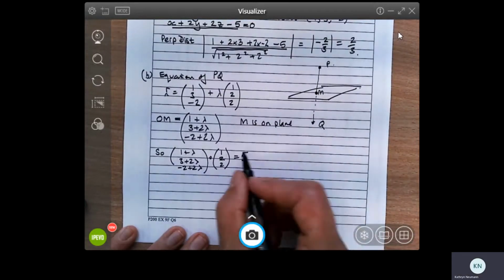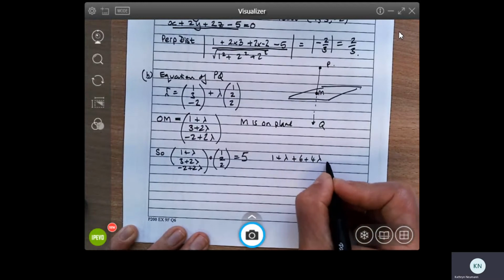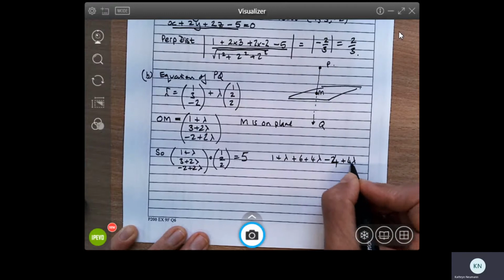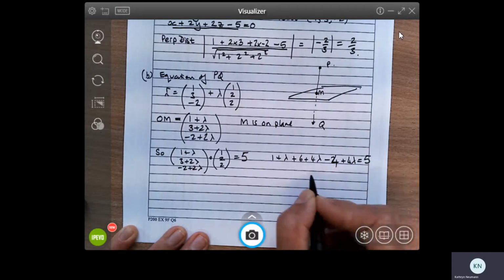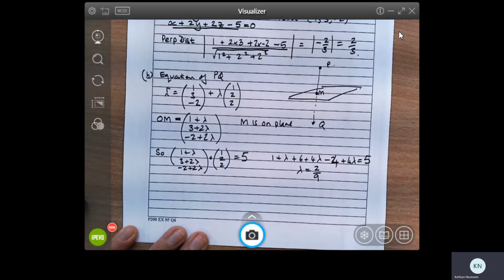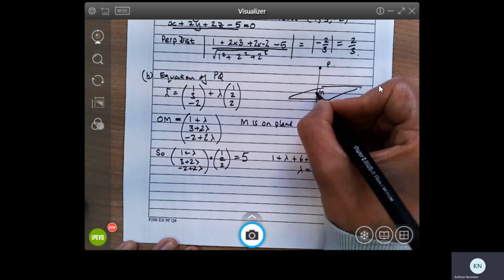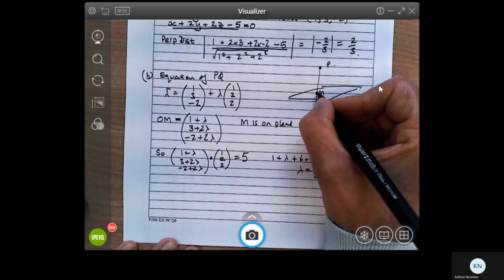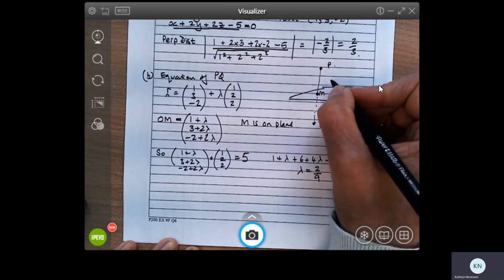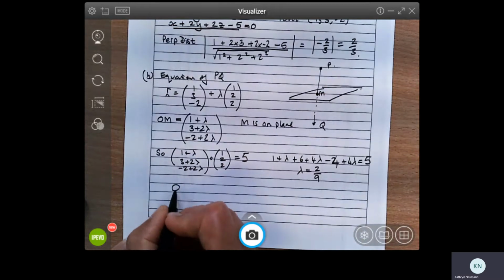And when I work out this equation, I get 1 plus lambda plus 6 plus 4 lambda minus 4 plus 4 lambda equals 5. And when you tidy this up, you get lambda is 2 over 9. So that value of lambda takes me from P to M. But what I need is to get from O to Q. So how do I get from O to Q?